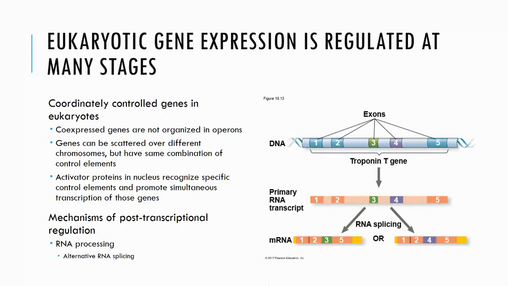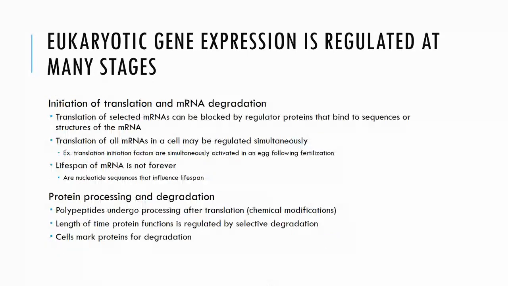Another regulation thing would be post-transcriptional regulation, which we looked at with protein synthesis, with RNA processing, and alternative RNA splicing, which you can see here in figure 18.13. That one primary transcript can give two different mRNAs. That'll lead to two different polypeptides.